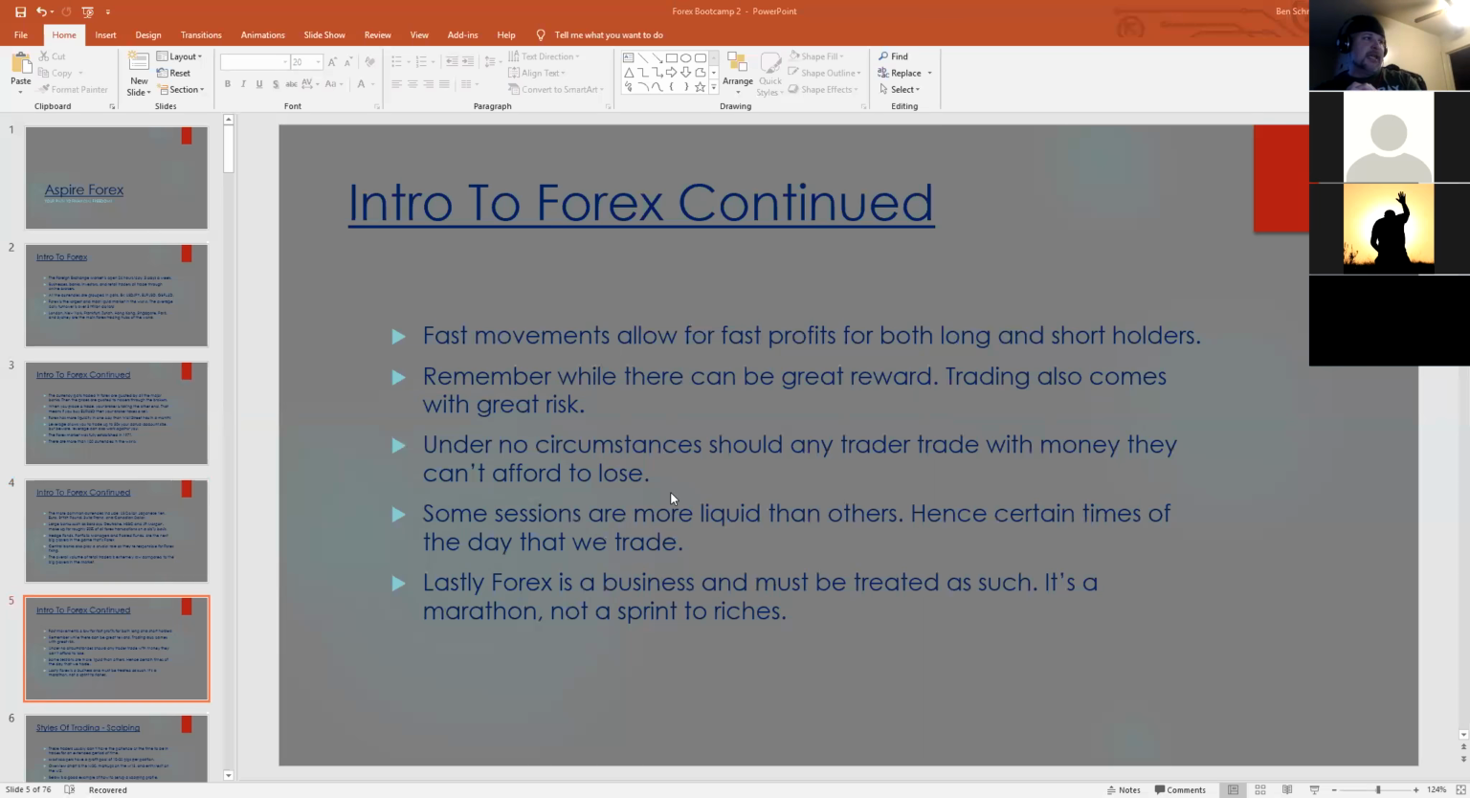Some sessions are more liquid than others, which is true. Hence, certain times of the day that we trade. With all the worldly events that have been going on lately, I've seen pairs shoot up 100 pips in the middle of the New York session, like the middle of the day, which is like 1 p.m. here. Okay, so like I said, there are some people that like getting their trades after Asian, or they like trading London, or they trade the New York Open, right? For me, you guys, it doesn't matter, okay? When my setup is there, I'm taking the trade, okay? Doesn't matter what time of day it is for me.